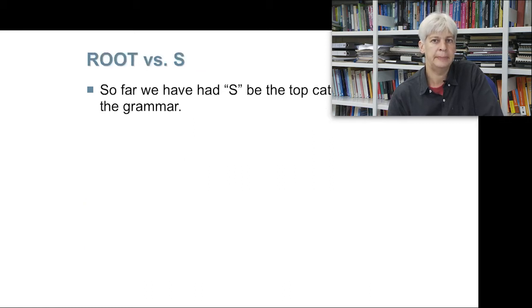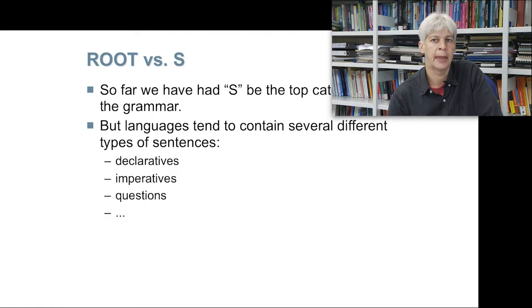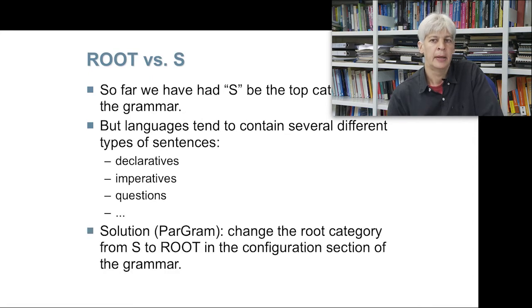So far we've only had S to be the top category in the grammar. But as I've already said, languages tend to contain several different types of sentences. You have declaratives, that's what we've been working with mainly so far, imperatives, questions, and other types. The solution that we've adopted in Pargram is to have S for declaratives, SIMP for imperatives, SINT for interrogatives, for example. And all of those are expanded from a root category, ROOT.